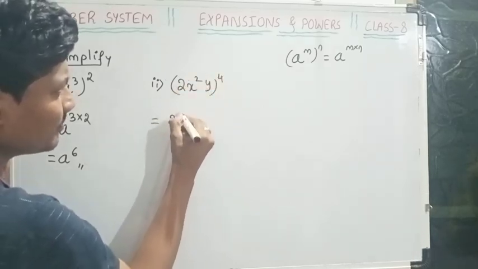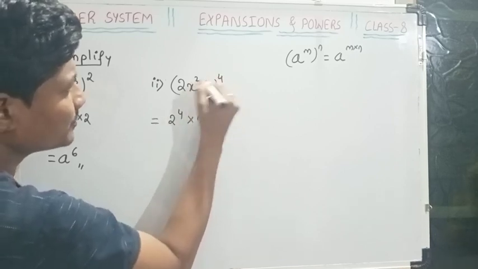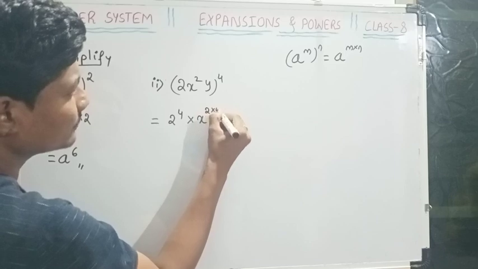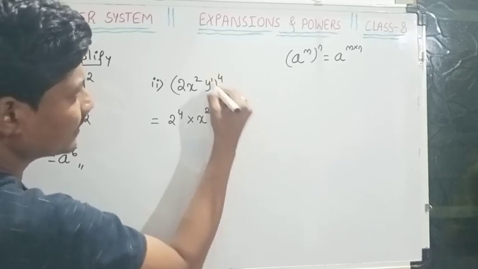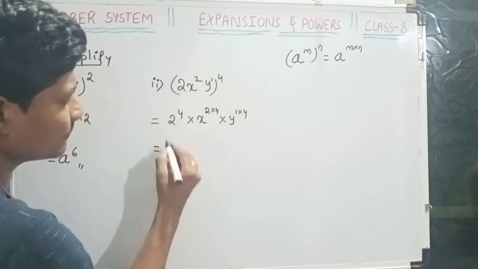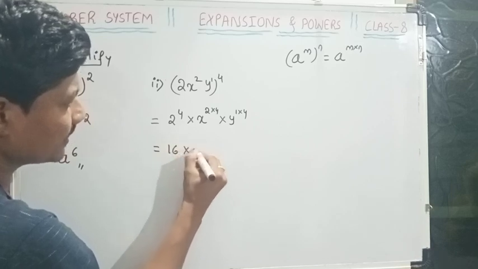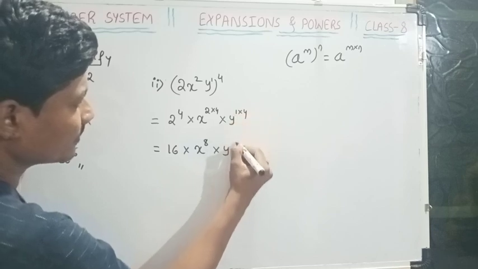2 to the power 4 into x to the power 2 into 4 into y to the power 1 into 4. If nothing is there, 1 into 4. 2 to the power 4, that is 16. x to the power 8, y to the power 4.